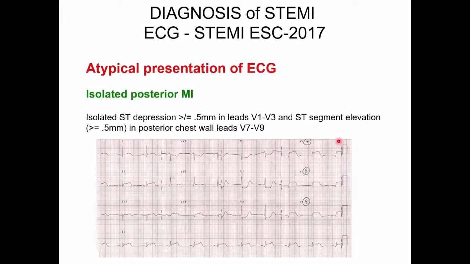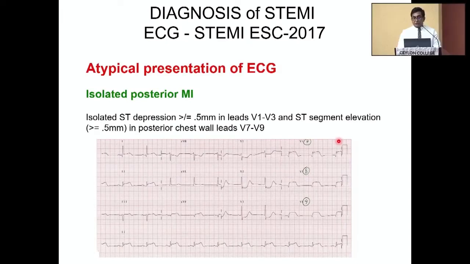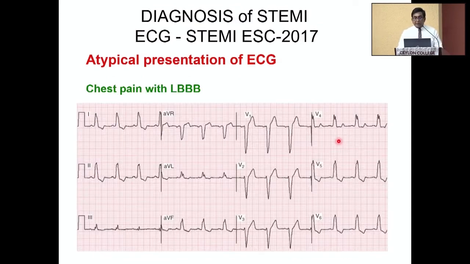And this is the ECG of a true posterior MI. You can see the reciprocal ST depressions in V1 to V3. These patients almost always should have posterior leads V7, V8, and V9 done. That will show ST elevation. So it's very important that you do V7, V8 to make a proper diagnosis.